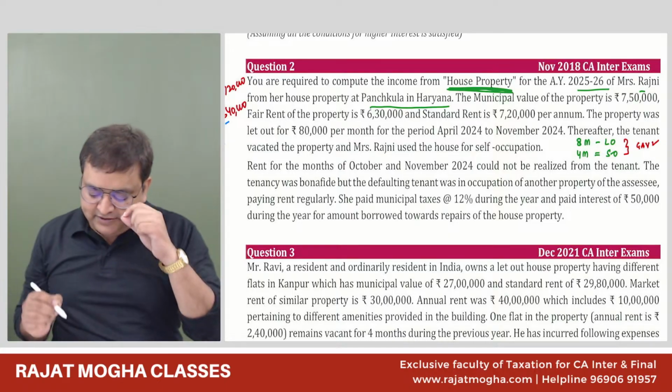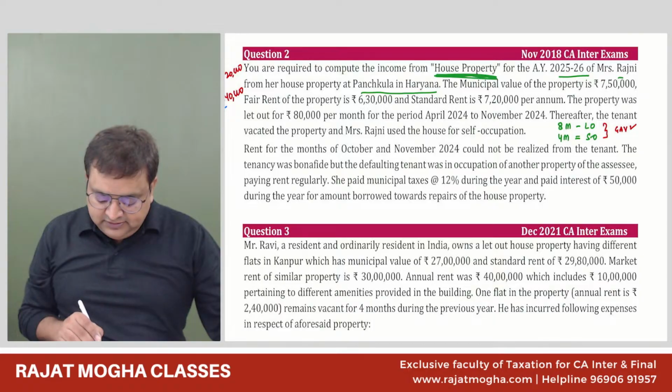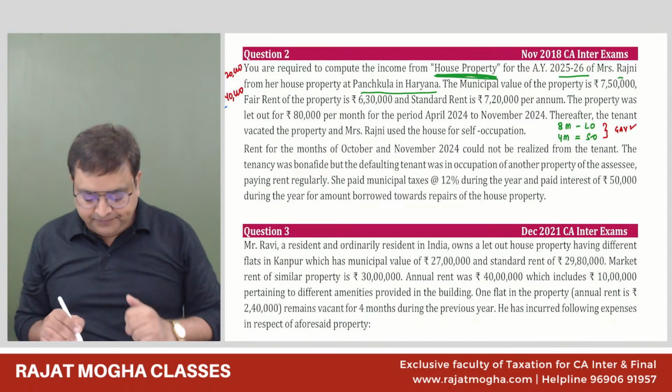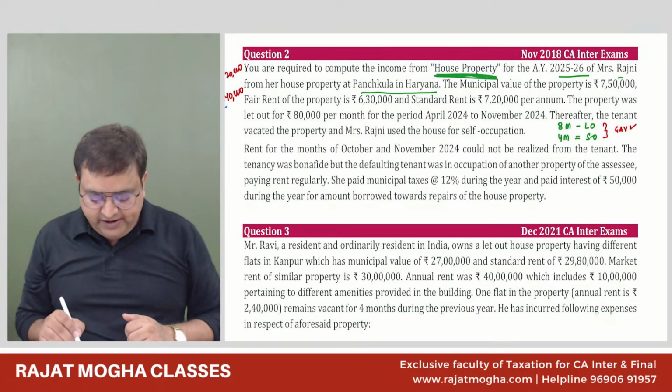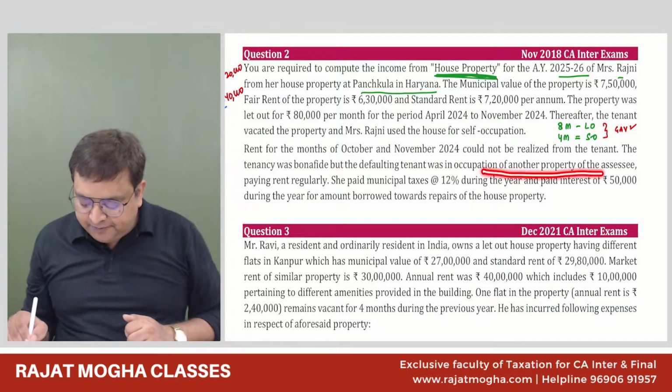So let us see what this question is saying. One of the strange things: the tenancy was bona fide. Bona fide means yes, it was in good faith. Good, so this condition is satisfied. But the defaulting tenant was in occupation of another property of the assessee.